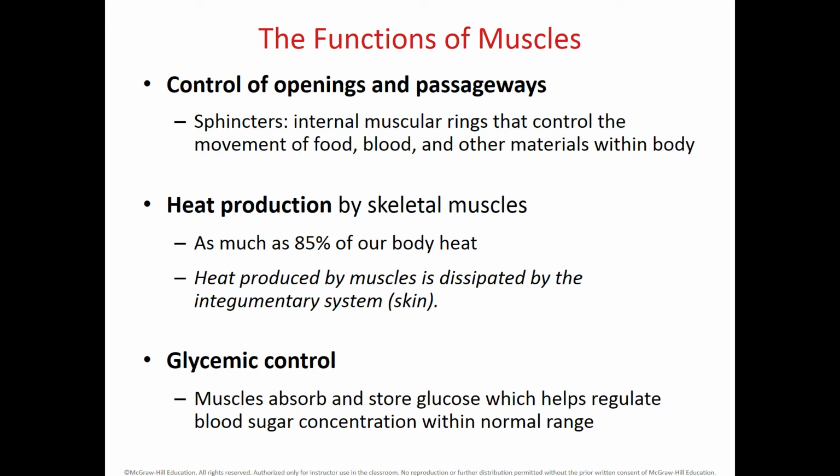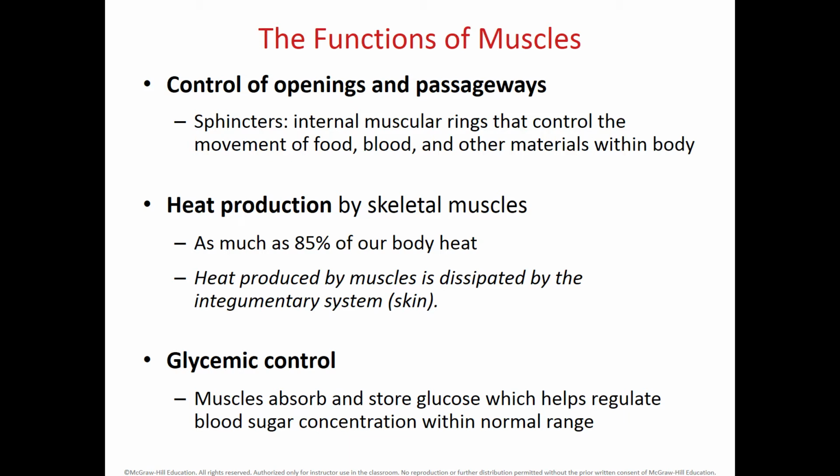Now, the skeletal muscles produce 20 to 30% of the body heat, and up to 85% of the body heat when we are exercising. Again, the heat that is produced by the muscles is dissipated by the integumentary system, which is one of the key points.